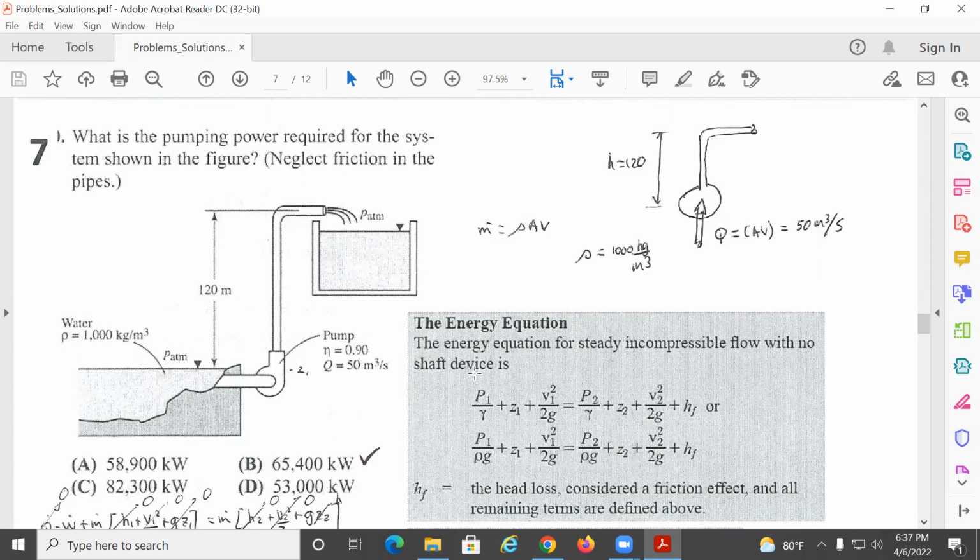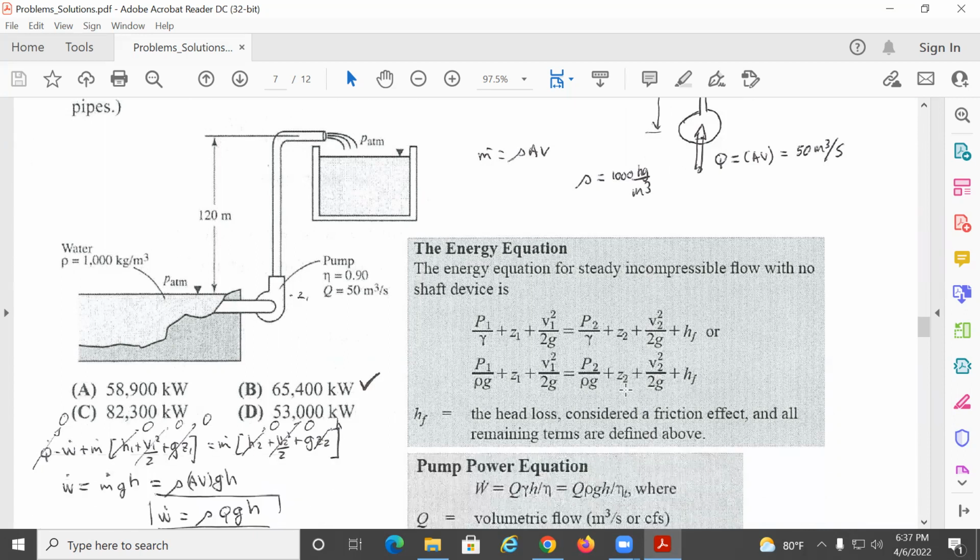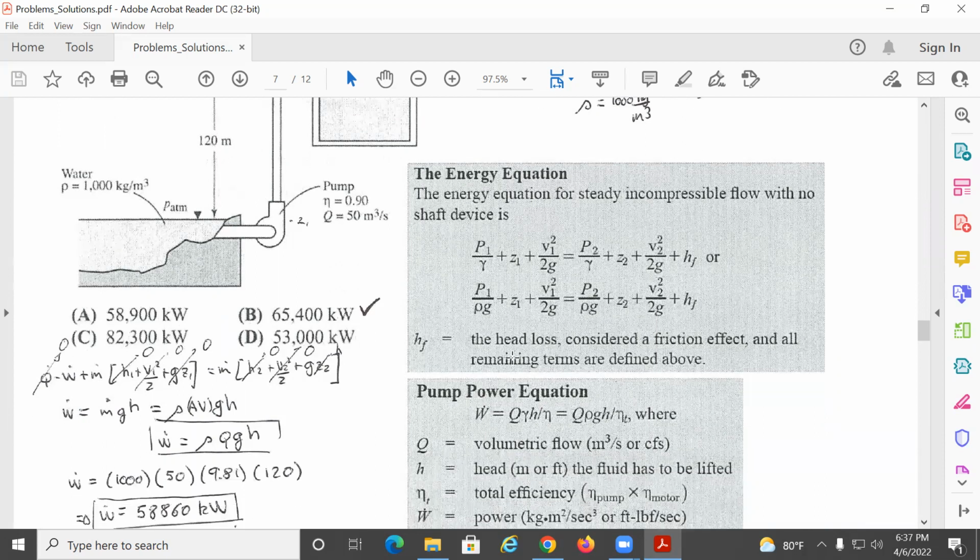So this is what is known for incompressible flow, which means that the density remains constant. This is what is generally known as the Bernoulli equation, though they also call it the energy equation. And this is the pump power, which is basically Q, the volumetric flow rate times the pressure difference, and they give you the equation.